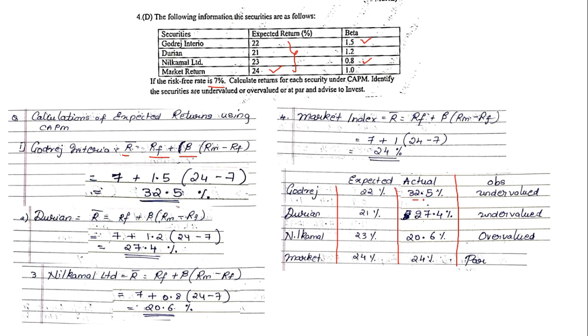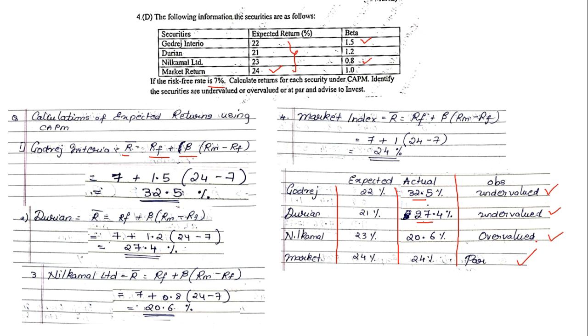Now we compare. When your actual is more than your expected, the share is undervalued. When your expected is more than your actual, it is overvalued. And if both of them are same, the market basically is at par. So this is how you have to say whether it is overvalued or undervalued.